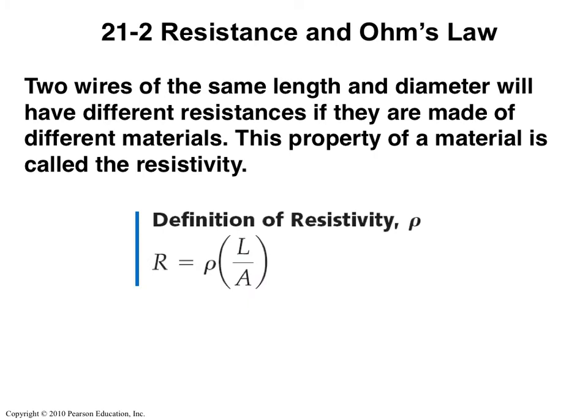All right, so resistance in Ohm's law: two wires of the same length and diameter will have different resistance if they are made of different materials. That would kind of make sense. This property is called resistivity. Kind of a crazy word to say, but what is this telling us? So R, big R, is our resistance, which equals our resistivity, which is our lowercase rho here, times L over A. So L would have to be our length, and A would be our cross-sectional area.